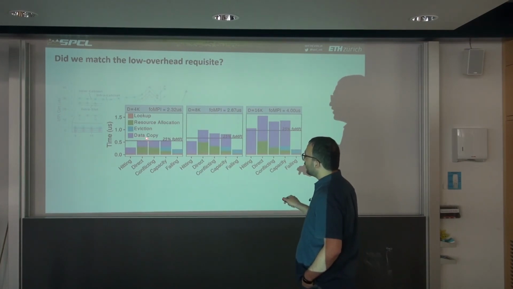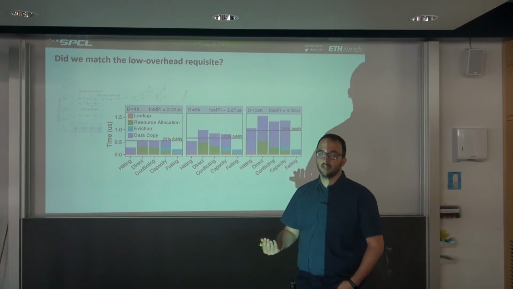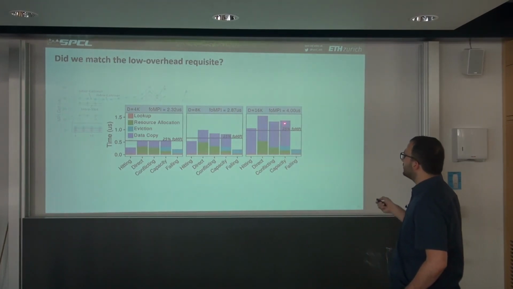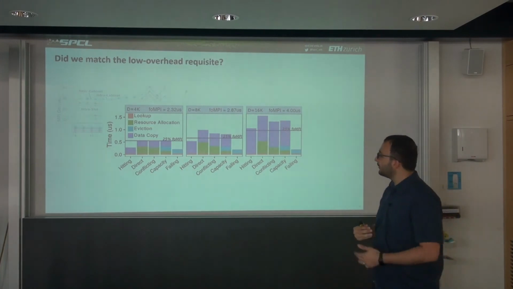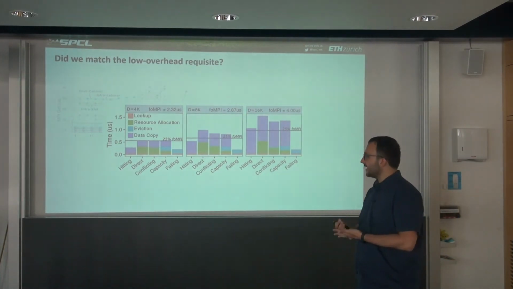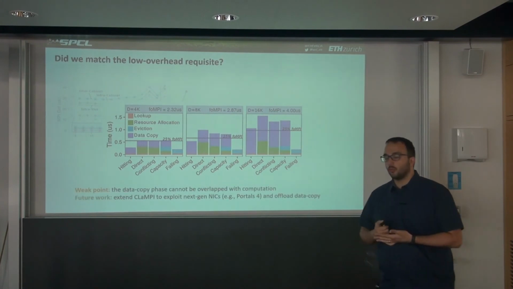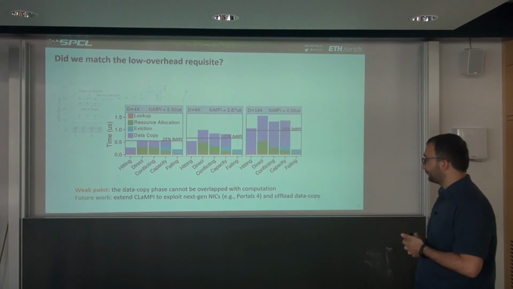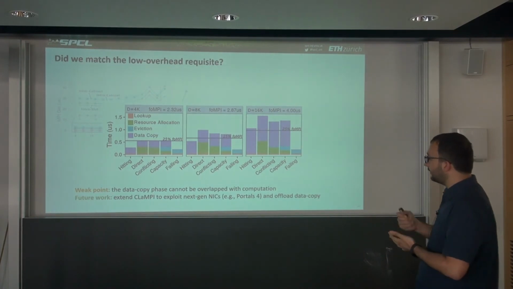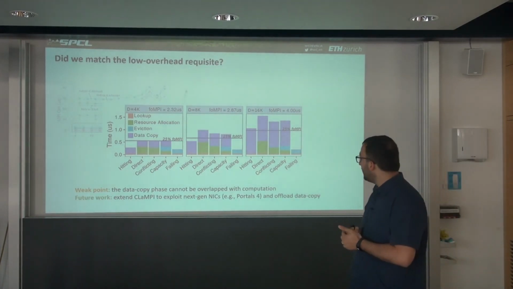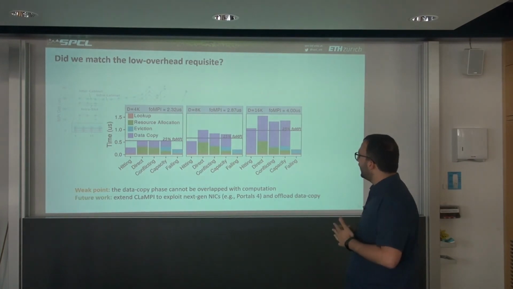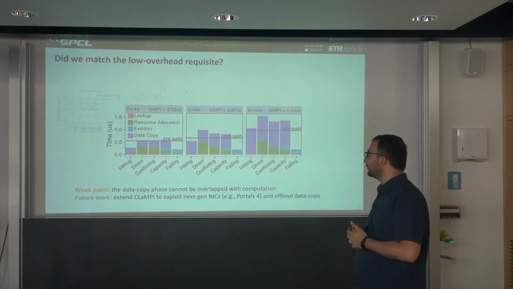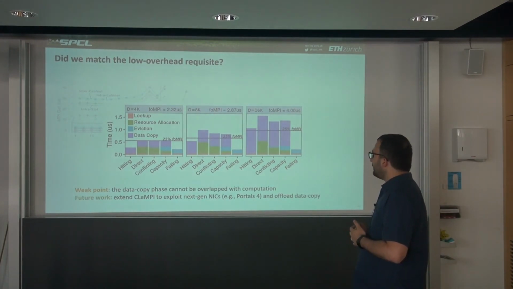Finally, we see this data copy phase. This is the additional data copy that we introduced in the beginning. And here, this is not very nice, because every time we need to make this second copy. A future work could be to offload this data copy to a NIC, like the Portals-enabled NICs, in a way such that we can mask this cost and overlap it with computation.